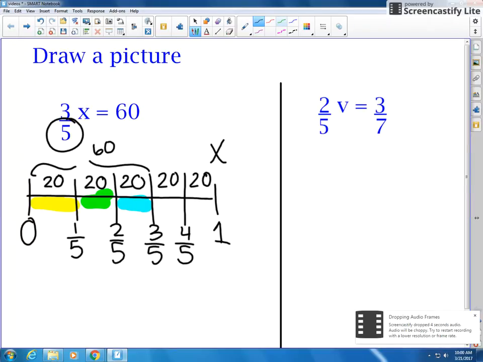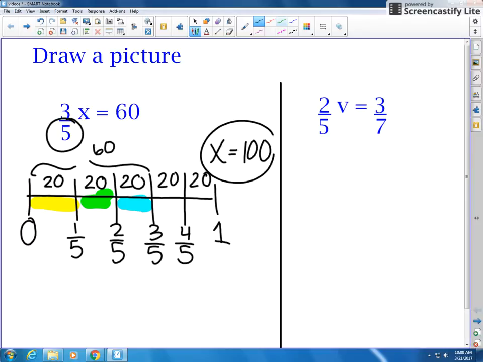So now I have 5 sections of 20. So 20 plus 20 plus 20 plus 20 plus 20, or 5 times 20, equals 100. So x needs to equal 100. This will work with a fraction. However, it just is a little bit more complicated.